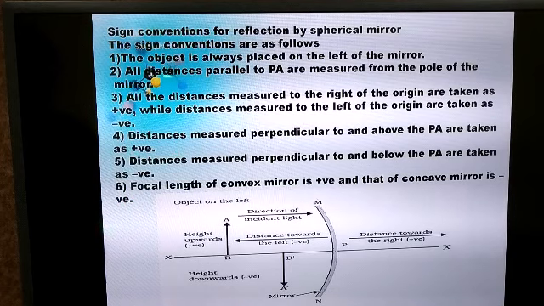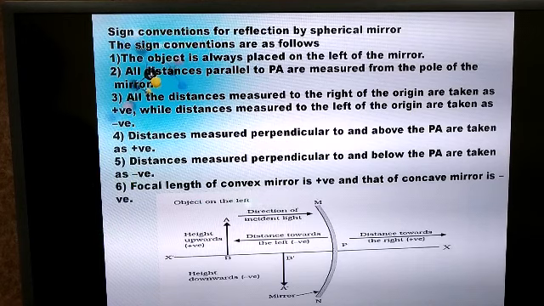This question is asked for 5 marks, where you have to write down the sign conventions for 3 marks and the diagram has to be drawn for 2 marks.